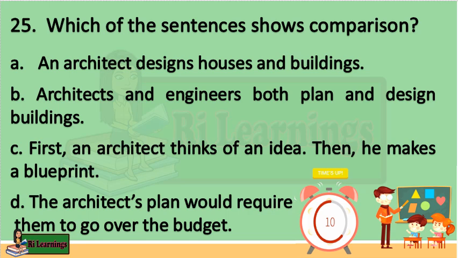25. Which of the sentences shows comparison? A. An architect designs houses and buildings. B. Architects and engineers both plan and design buildings. C. First, an architect thinks of an idea. Then, he makes a blueprint. D. The architect's plan would require them to go over the budget.